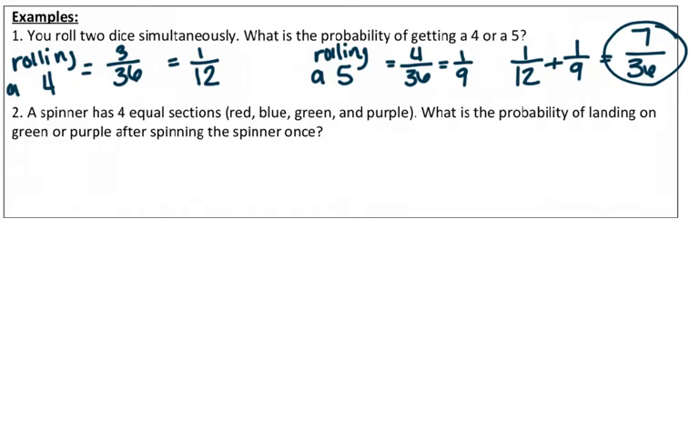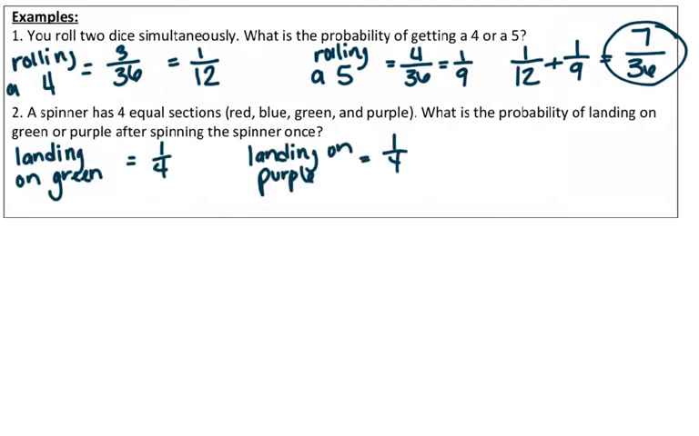Okay, and then number 2, we're going to do the same way. So you try it in 1, 2, 3. So the probability of landing on green is 1/4. The probability of landing on purple is 1/4. So I add those 2 together. I get 2 out of 4, which reduces to 1/2. So that is my answer.